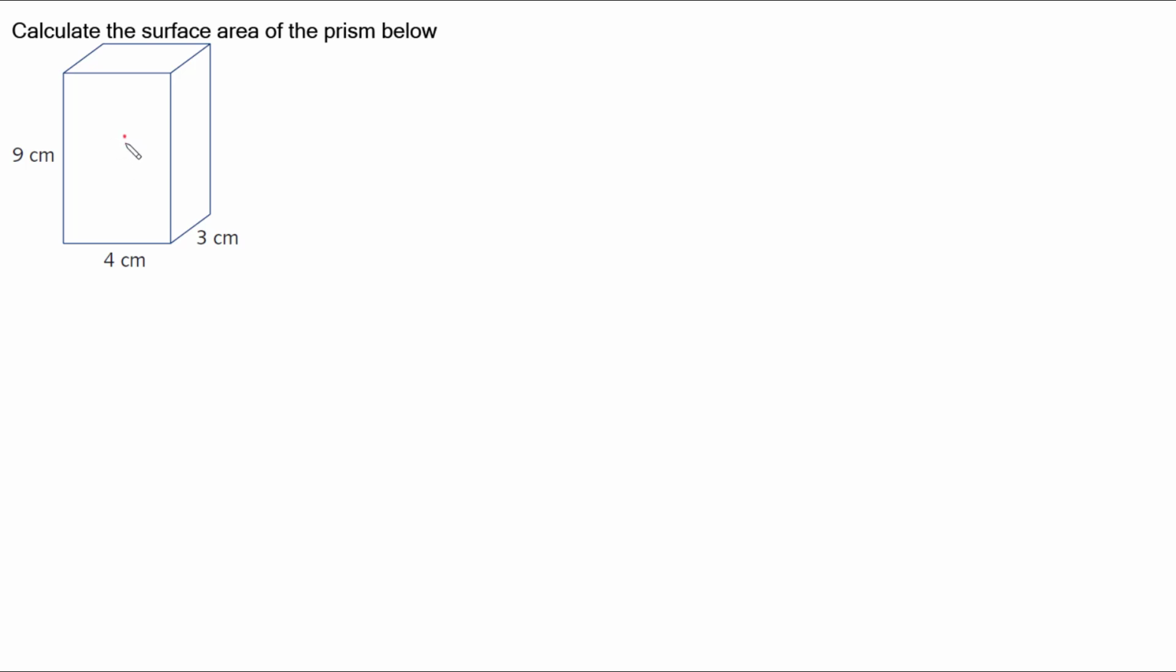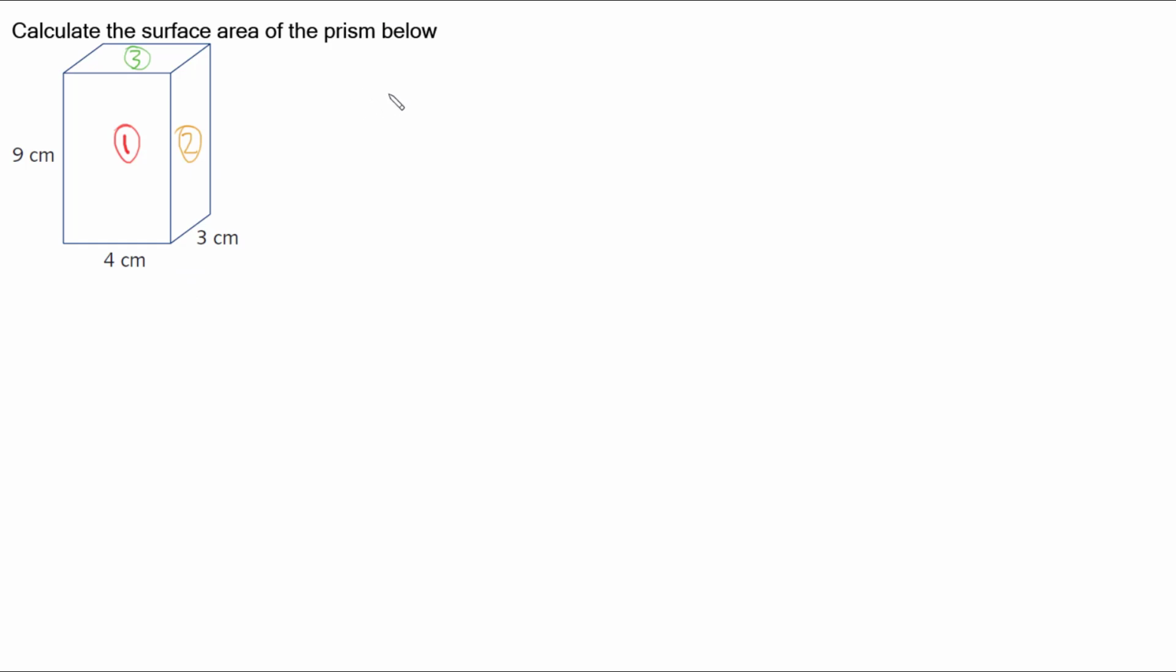We've got this rectangle here on the front, and that matches the same rectangle on the back. We would have this rectangle here on the side, which would also match the one on the other side. And then we have this rectangle on the top, which would match the one on the bottom. So there's three pairs of rectangles, and we can work out each of those rectangles one at a time.